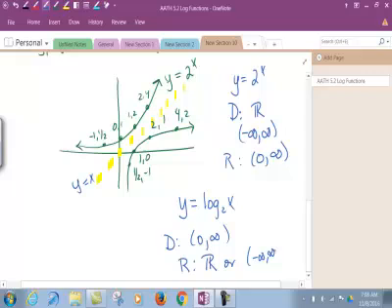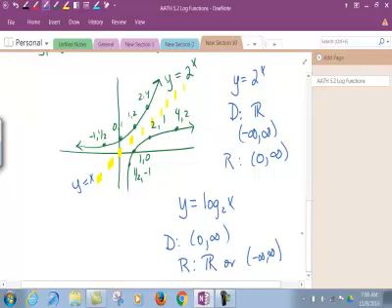That works not just for log and exponent, but for any two functions that are inverses. The domain of the one function will be the range of the other function, and the same for the range. Does that make sense?